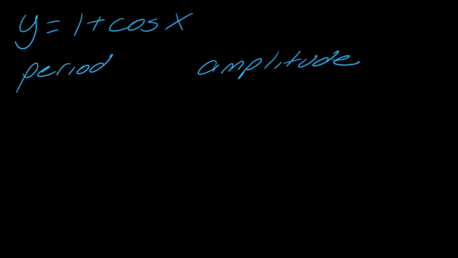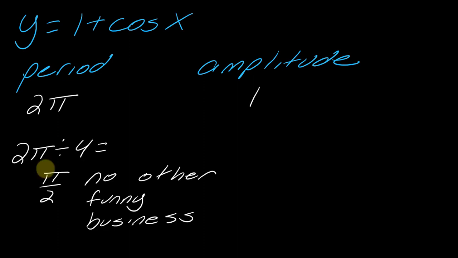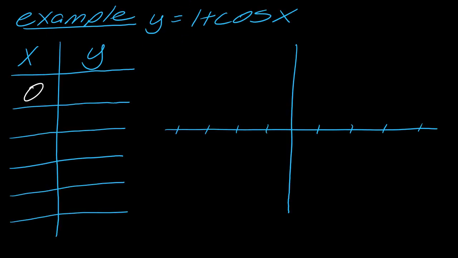As far as what my period and my amplitude are, my period is 2 pi, my amplitude is 1. And then I know that if I just take 2 pi divided by 4, I'm just going to go pi over 2 steps. And there's no other funny business with how to start your intervals. Since I don't have a horizontal translation here, you get to just start at 0. So that's the good news.